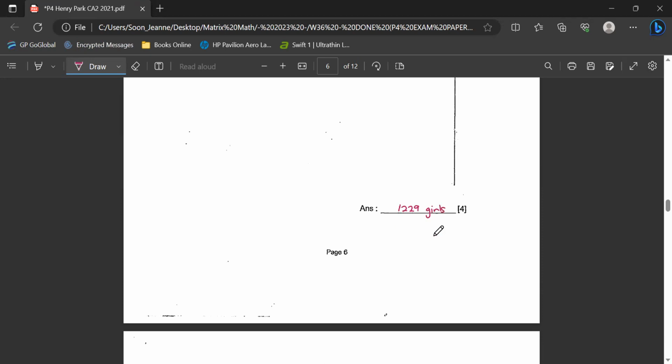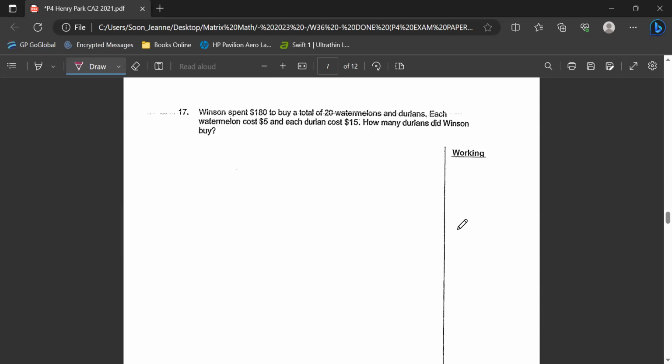Okay? Question 17. Winston spent $180 to buy a total of 20 watermelons and durians. Each watermelon cost $5 and each durian cost $15. How many durians did Winston buy? So what we are going to do here, what we have, we write down. Total spent $180 to buy a total of 20 watermelons and durians.